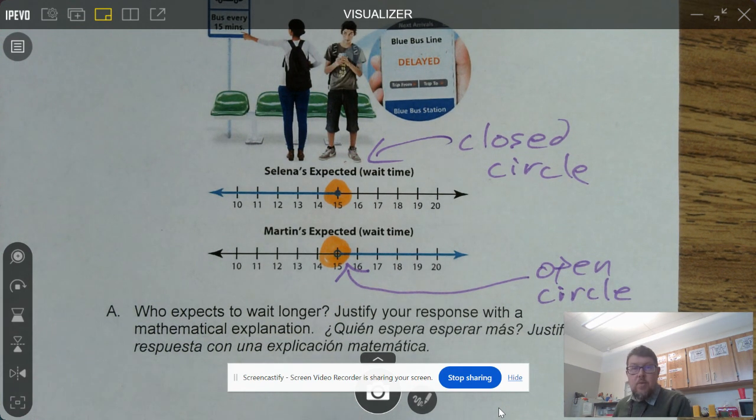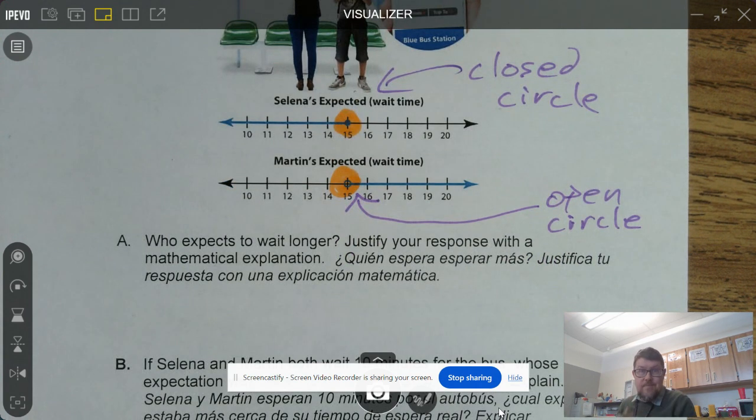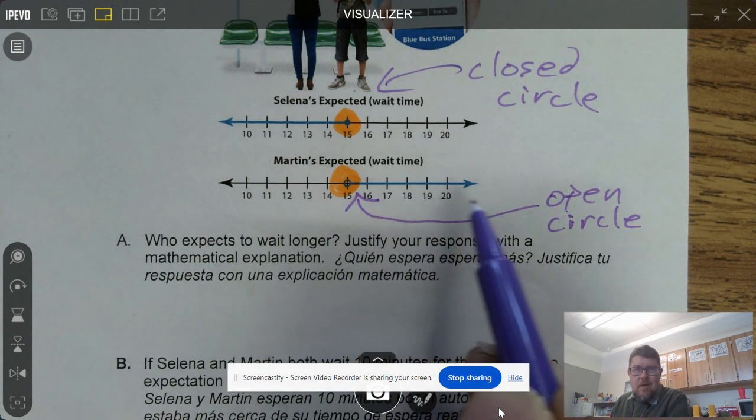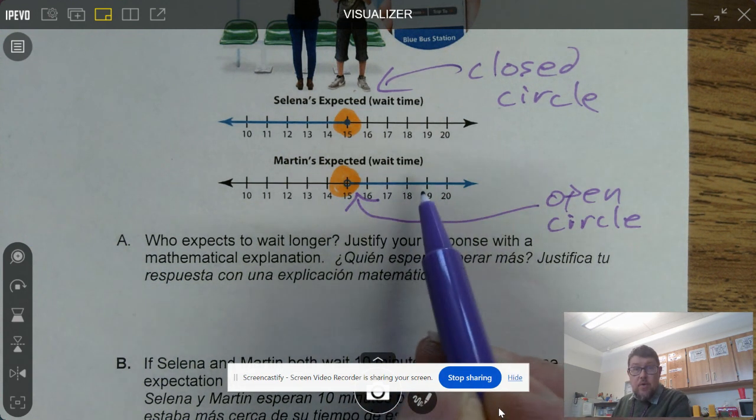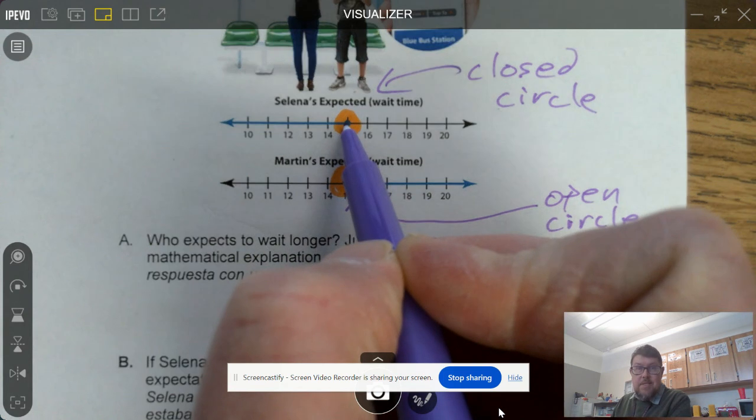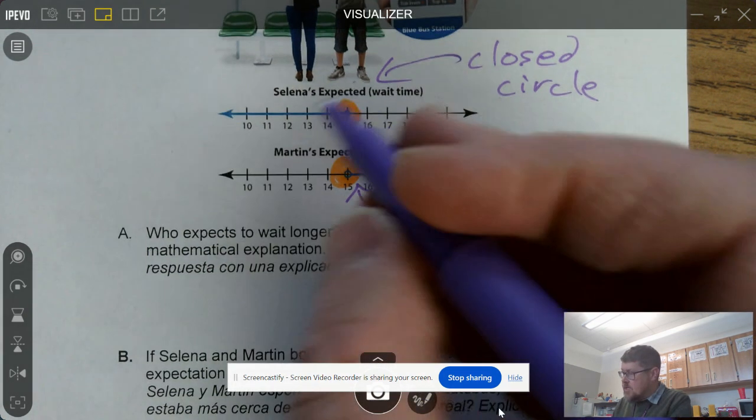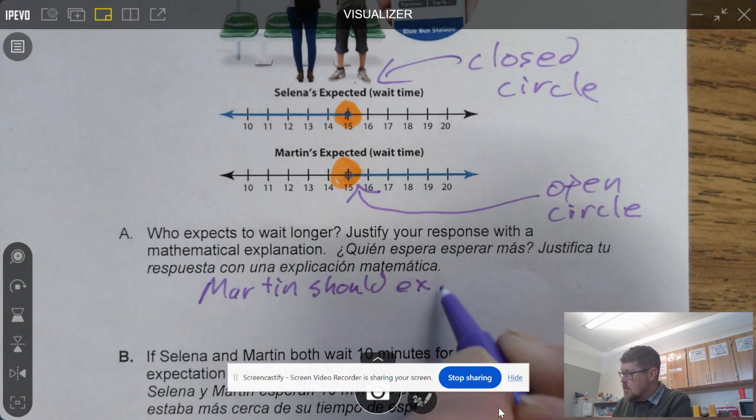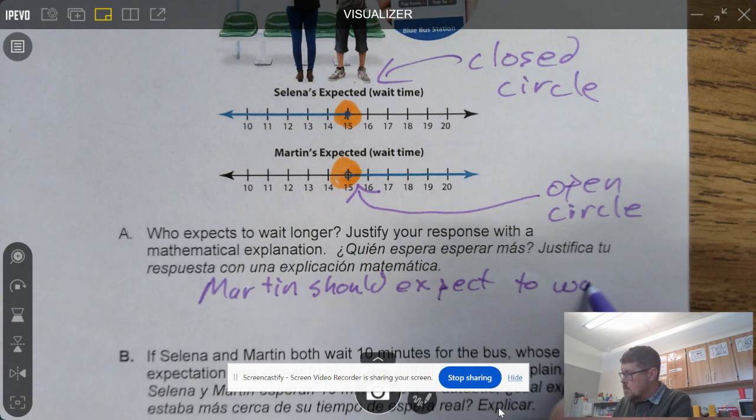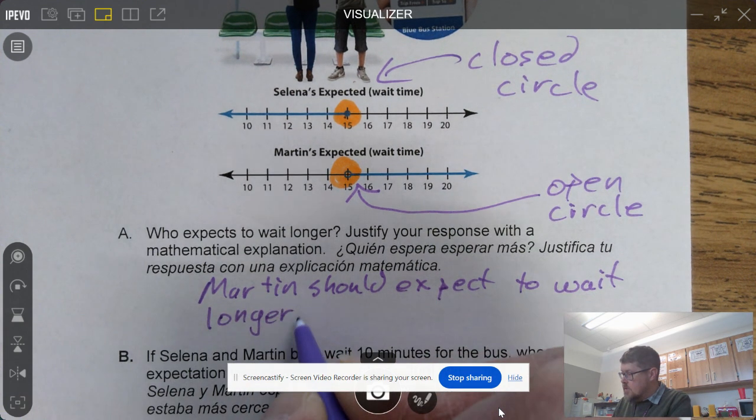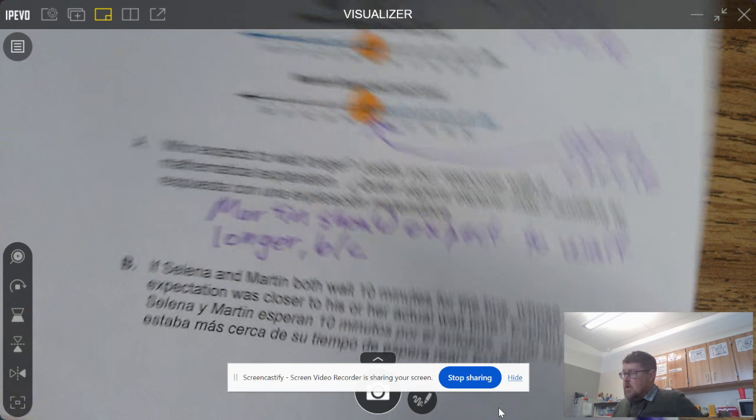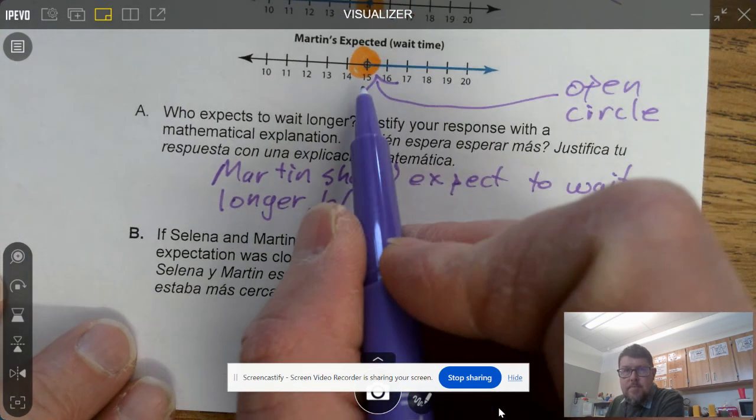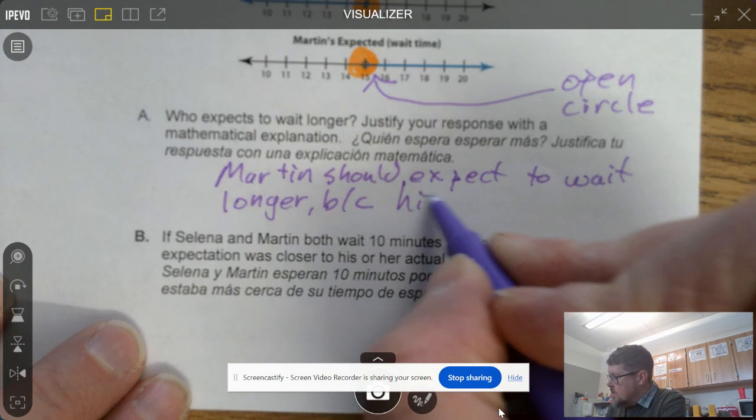So who expects to wait longer? Justify your response with a mathematical explanation. Well, Martine's is going this way, so basically increasing in wait time. And Selena's is basically less than that 15. So based on this, Martine should expect to wait longer because it's more time, right? His time is increasing.